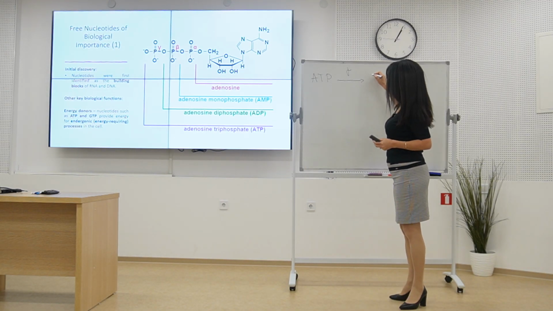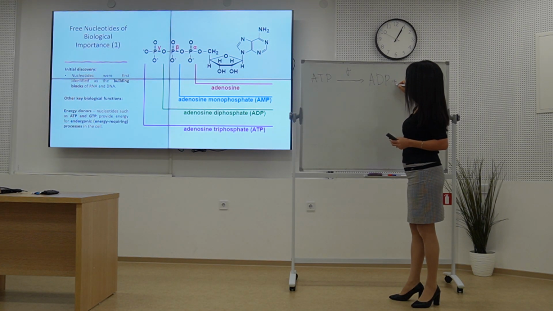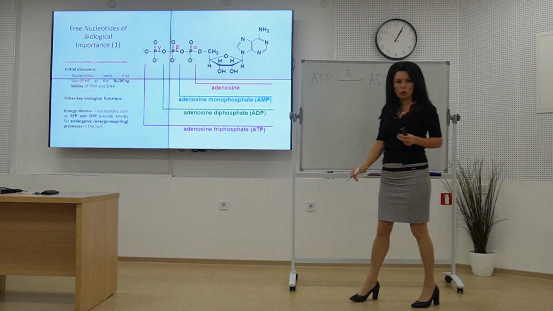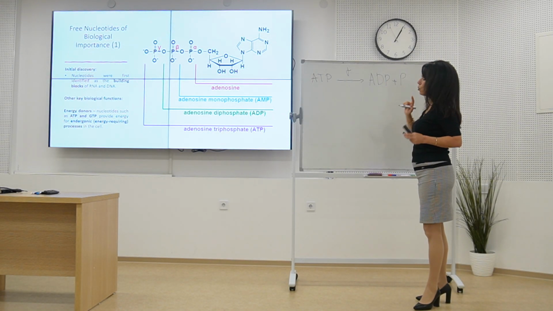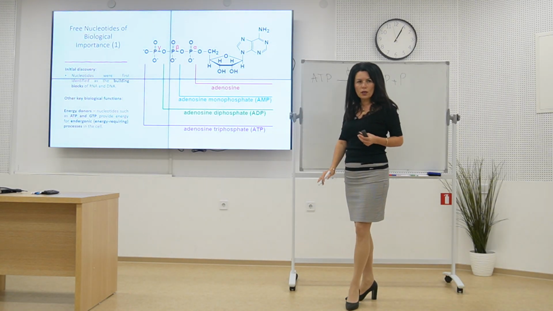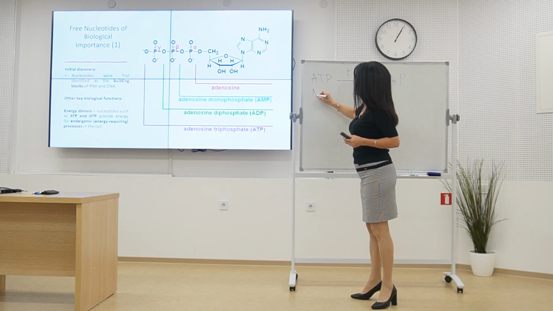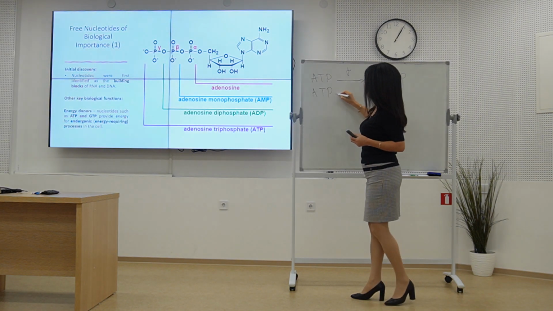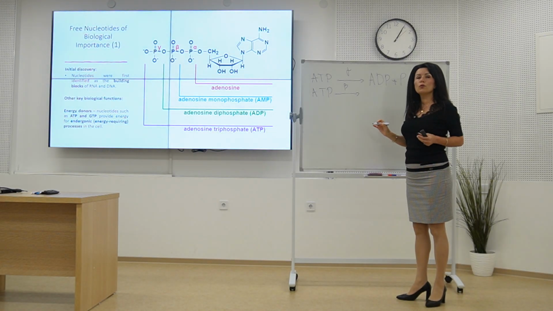There will be ADP plus P. These will be the products. Two products: adenosine diphosphate plus one P, one phosphate group. This is the hydrolysis of the gamma bond. If there is hydrolysis of the beta bond, the products will be?